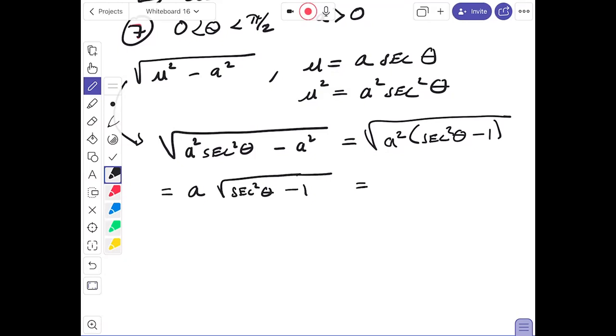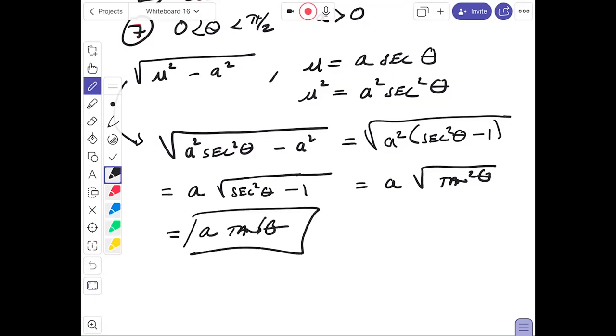What's the secant squared theta minus 1? It's actually the tangent squared. What's the square root of tangent squared? Well, it's actually the absolute value of the tangent of theta. However, these functions are positive on this interval. So we get a tangent theta. Put this in parentheses. Get a little red ink out, and I'm looking at the answer, and I'm seeing the answer there in the answer key, by the way.